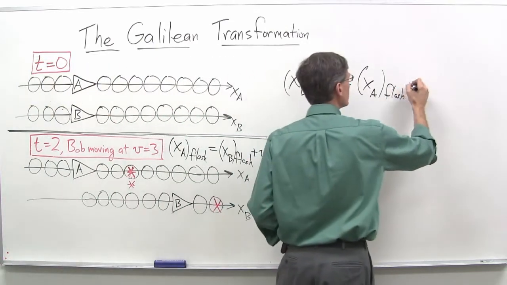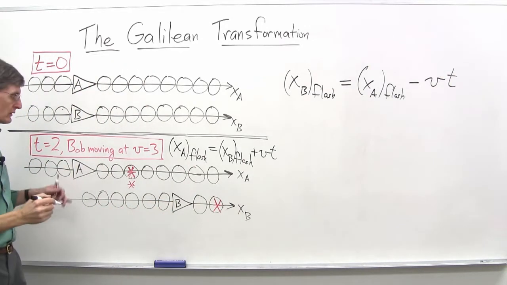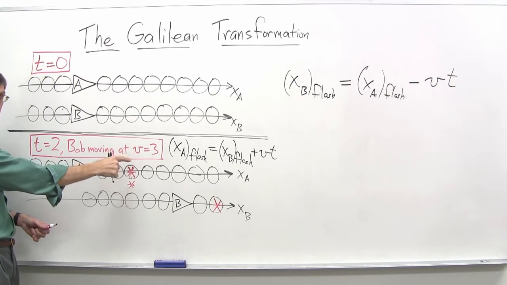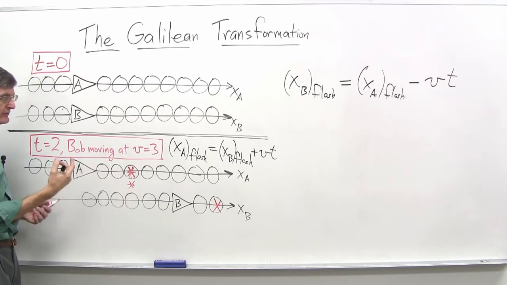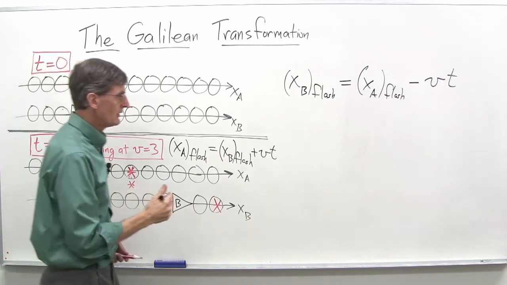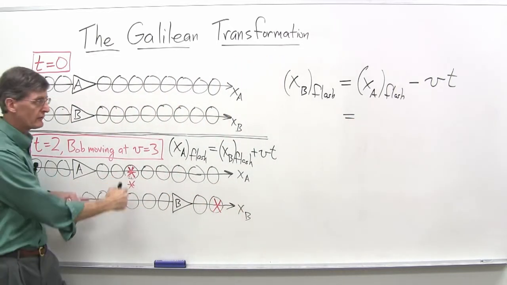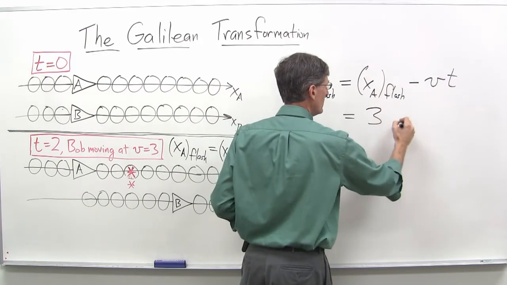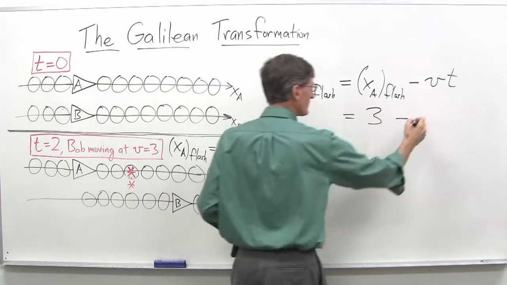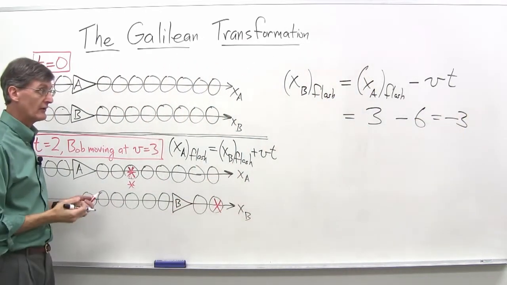What if we do minus vt? Well, again, this is at 2 seconds, we're imagining. Velocity of Bob is 3 here, but since it's in the other direction, it's really -3. That's why we have the minus sign there. And what does this work out to be? Well, according to what we said, it's in position 3 for Alice. So this would be position 3 minus 3 times 2, which is 6. 3 minus 6, of course, we get -3. So it works in that specific case.